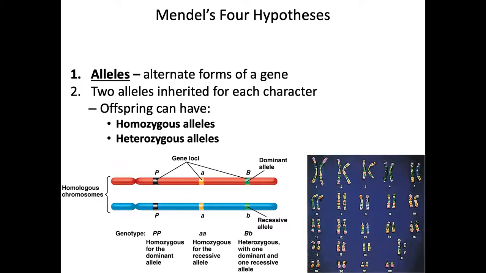Based on Gregor Mendel's experiments, he had 4 hypotheses. We already know these 4 hypotheses based on what we know about monohybrid crosses, about Punnett squares, and even from chapter 8. So we already know what alleles are. They're alternate forms of a gene, or different versions of a gene, or variant versions of a gene. We can have the allele for brown eye color, or we can have the allele for red hair color.